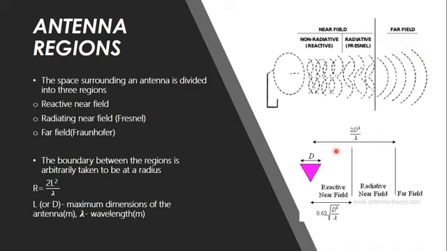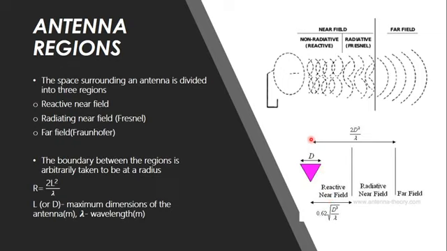So this is again a similar diagram. This is the reactive near field region, where the radius is equal to 0.62 root of D cube by lambda. So any value up to 0.62 root of D cube by lambda, we call the reactive near field. This is with respect to the point of the antenna. This inverted triangle we consider to be the antenna. So from the antenna up to a radius of 0.62 root of D cube by lambda, we consider it to be the reactive near field region.